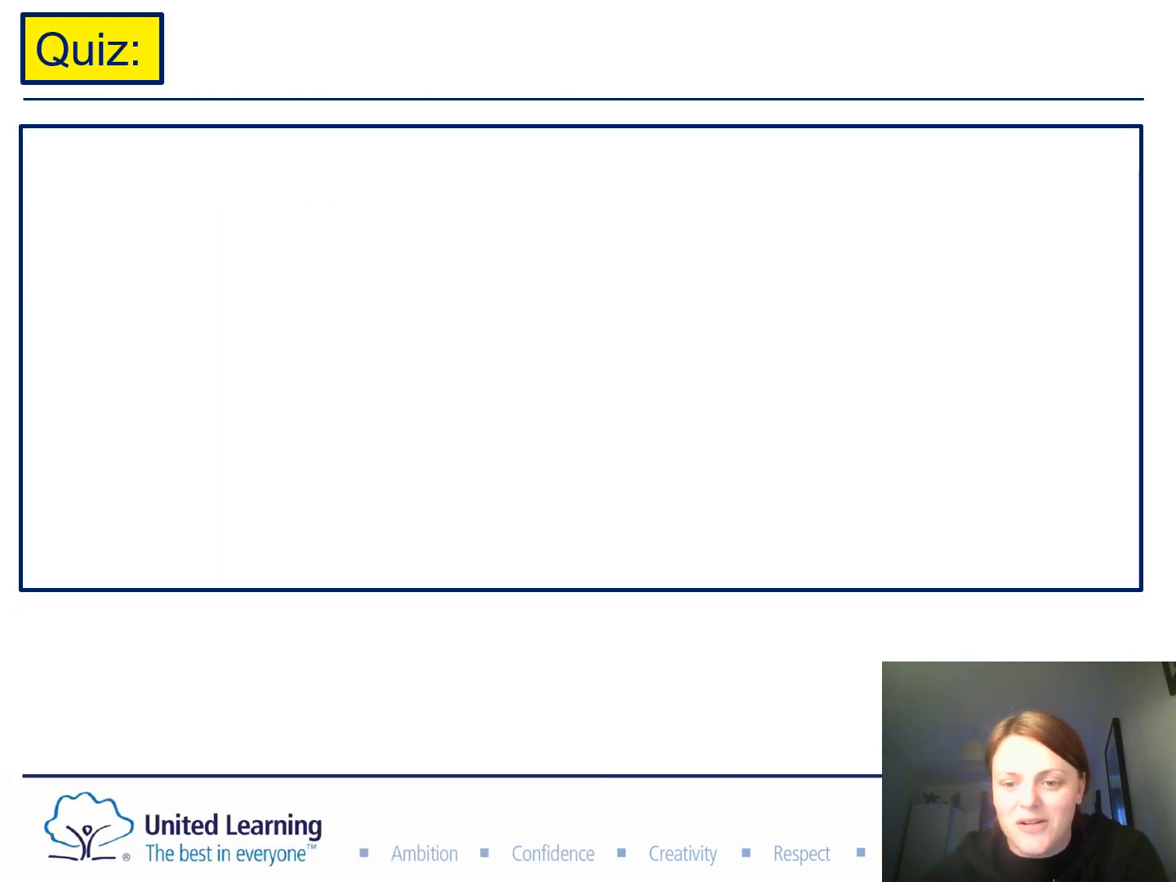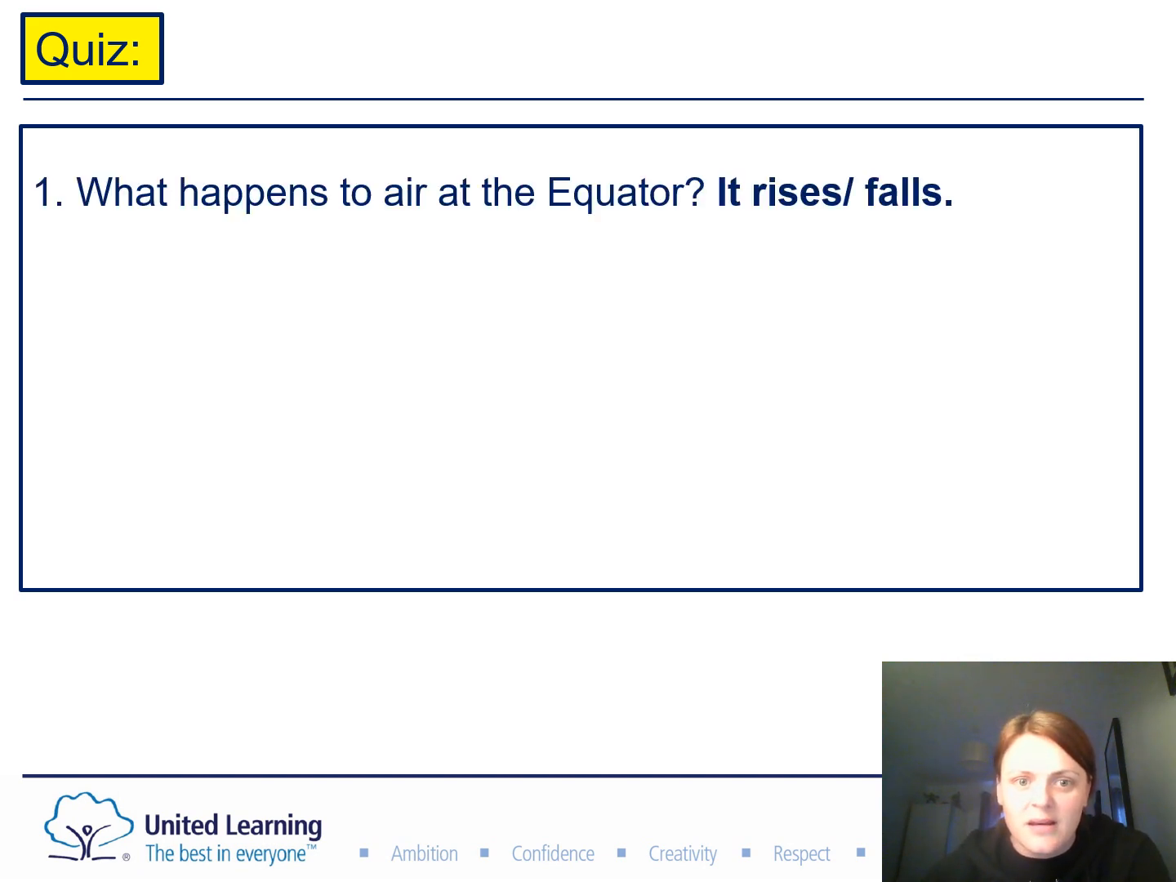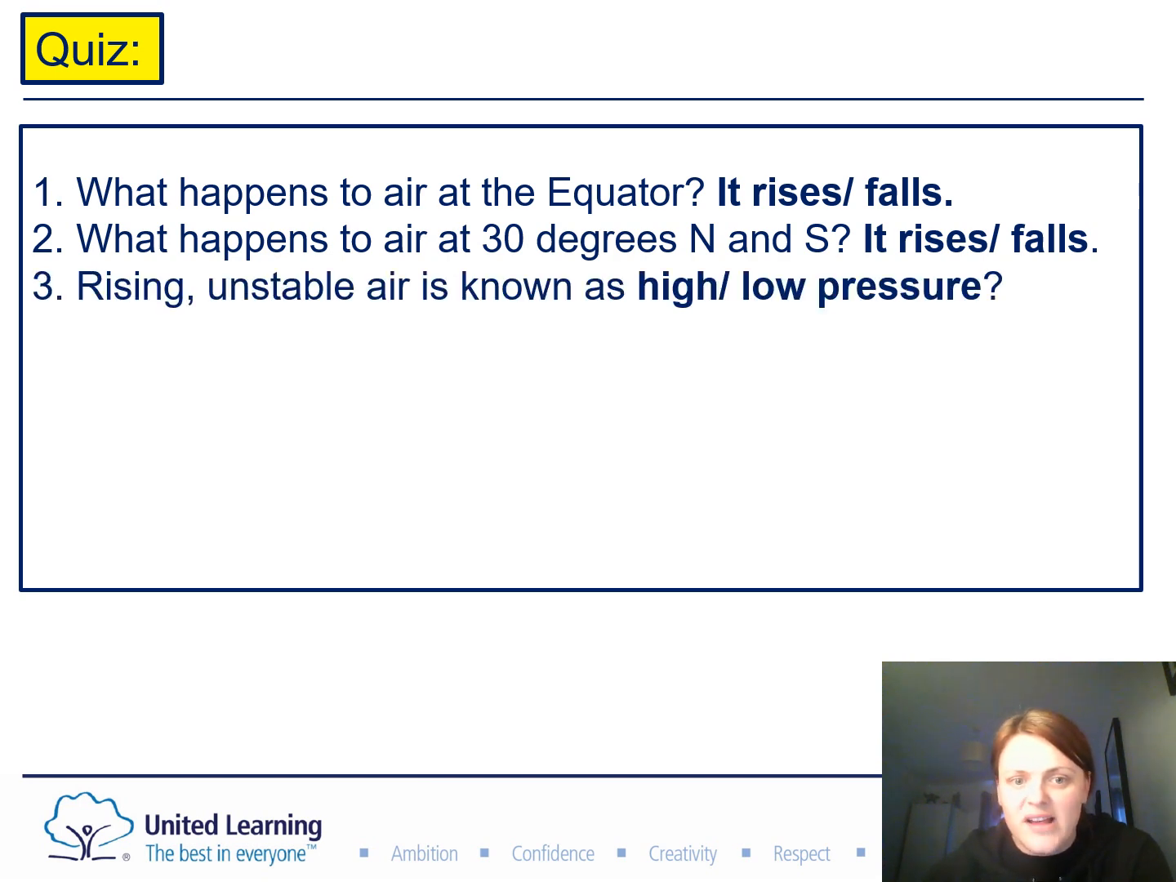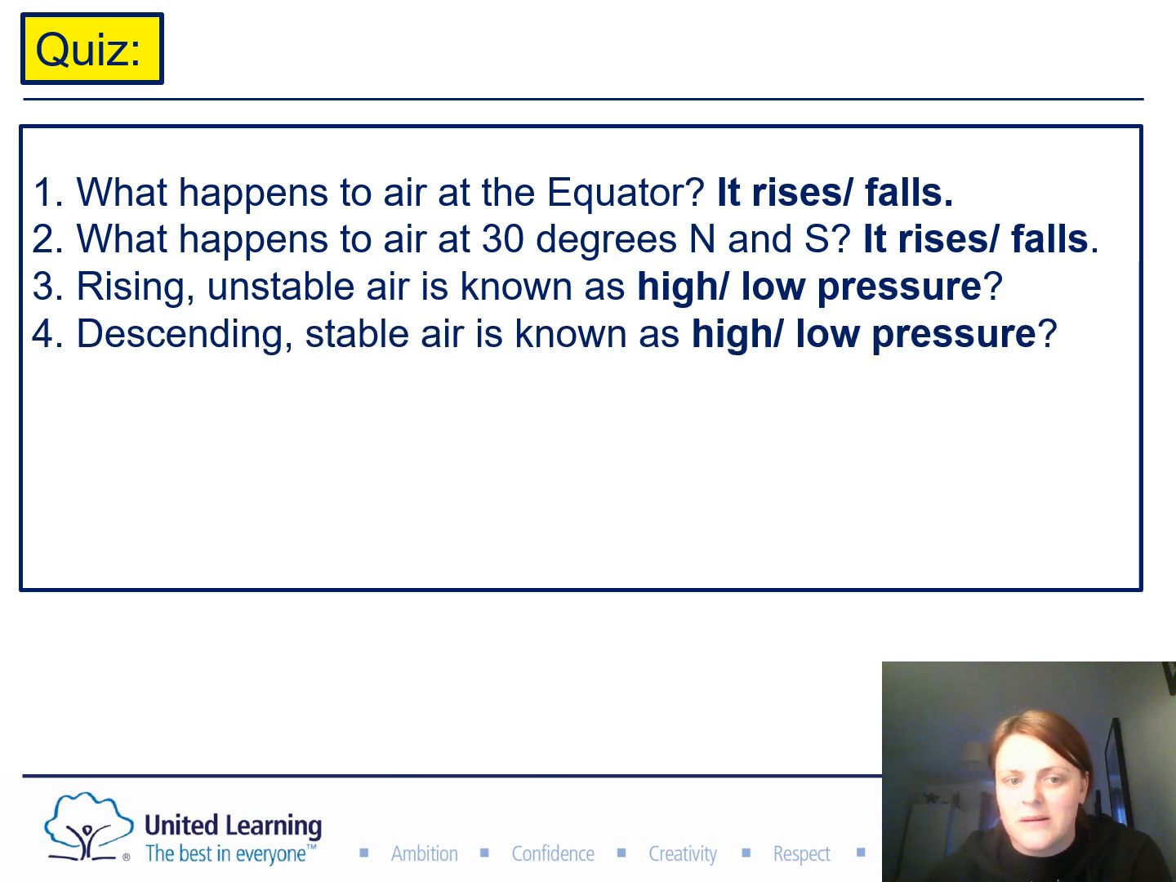Alright guys, you know the drill by now, so we're going to do the quiz. Just write down the answers. Here we go. What happens to air at the equator? Does it rise or does it fall? What happens to air at 30 degrees north and south? Does it rise or does it fall? Rising unstable air is known as what? High or low pressure. Descending stable air is known as high or low pressure.